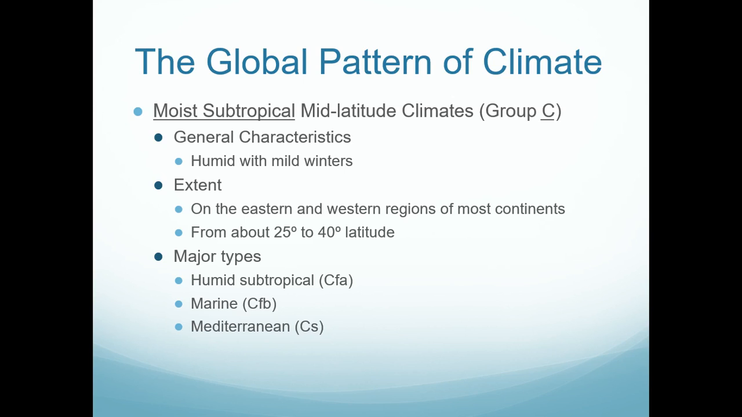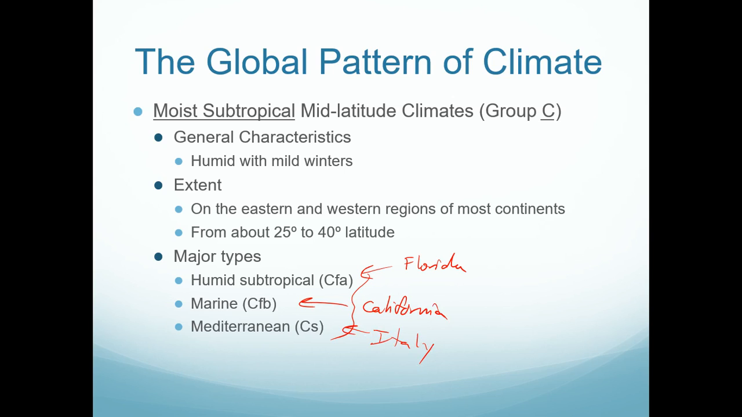Three of the major types, and we'll see more here in this video, but three of the major types are humid subtropical, marine, and Mediterranean. Humid subtropical would be CFA, marine would be CFB. We can go back and see this in a graph, but humid subtropical, this would be something like Florida, whereas marine would be something like California, and Mediterranean would be something like Italy.